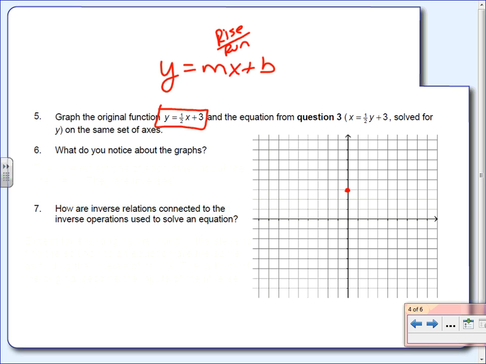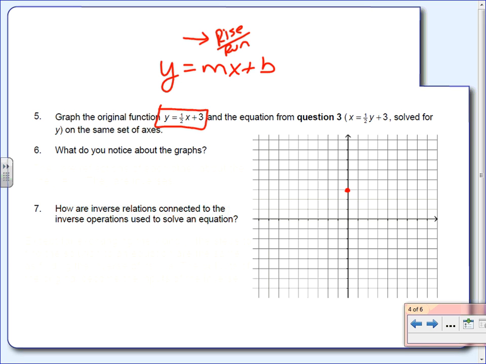So let's try this again, James. How much am I going to have to go up? Look at the fraction. Look at the 1/2. What's the top number? 1. So that means I'm going to have to rise 1.